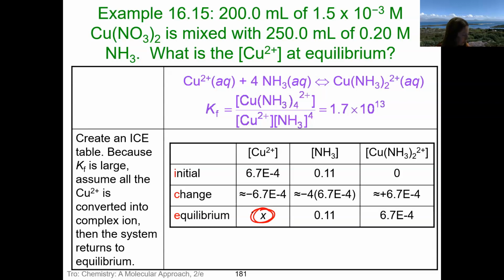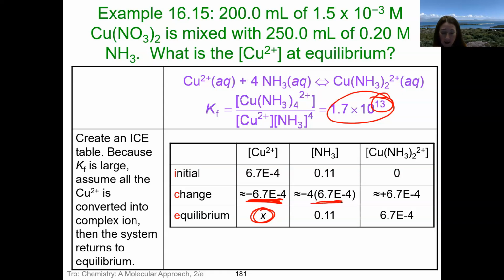So in this case, copper is going to go down by this because this formation constant is so big, 10 to the 13th. All of the copper is going to change, right? All of this is going to disappear because this Kf lies so far towards the products. And this NH3 is much bigger. So this one's going to go down by 4 times, because it's 4 times whatever this is going to be.